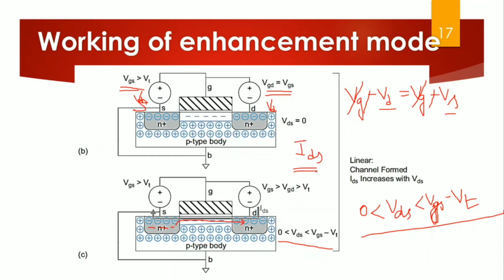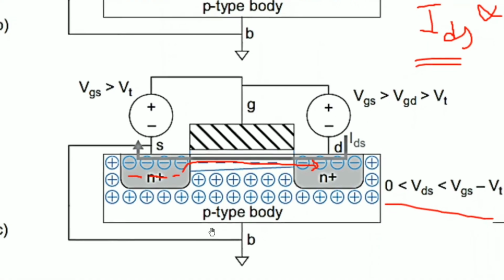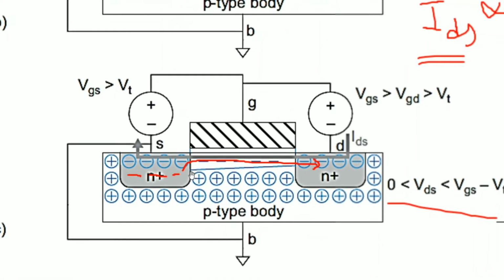This IDS current is proportional to VDS. What is VDS? It is the voltage drop across drain and source. So the current is proportional to VDS in a linear way. Therefore, this current is called linear current. If you look at the second diagram carefully, you can see that the channel is wider at the source and narrowed at the drain, right? This is the start of the pinch off point.